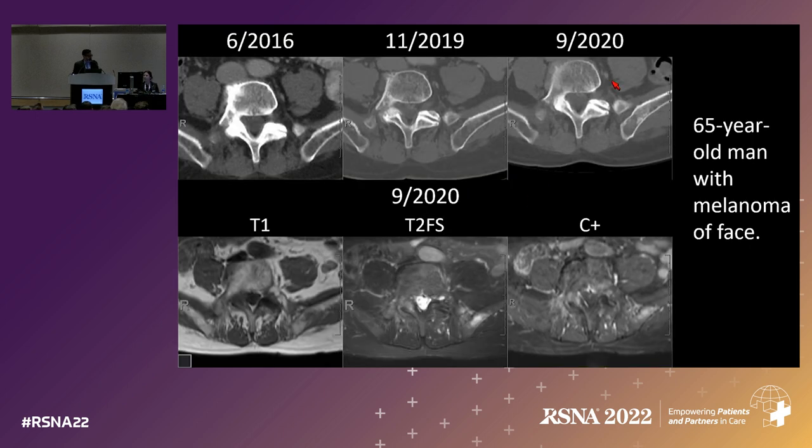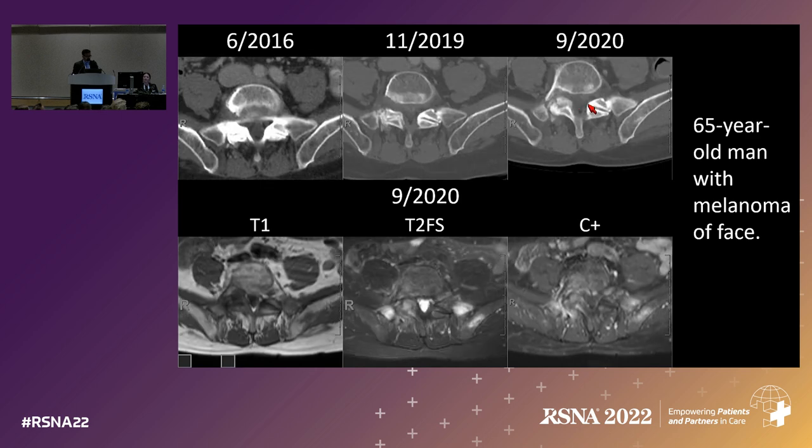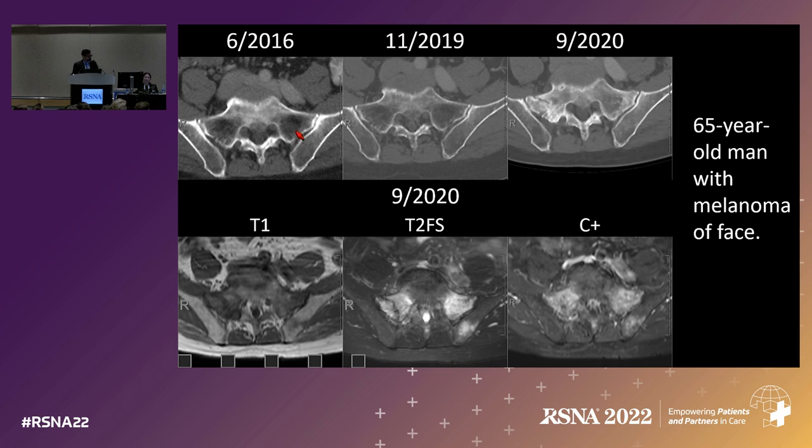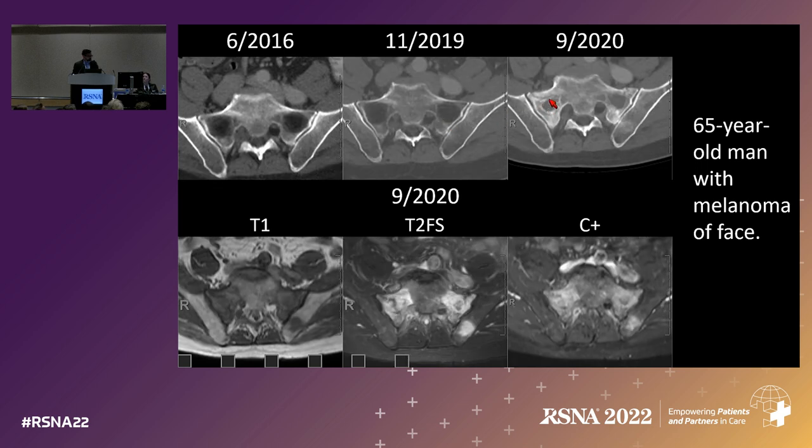All right. So this is a 65-year-old man with melanoma of the face, not metastatic. These are a series of images of the sacrum and then the MRI of the sacrum down here. I'll scroll through all of them simultaneously so you can see. Look at the areas of fat in the sacrum. We see this commonly in older patients. And then here's the fracture, right? So you see these fracture lines going through the sacral ala. There's the T1 image at the same time as this CT up here.